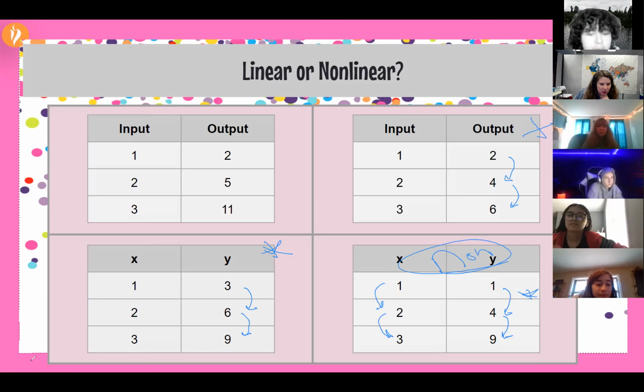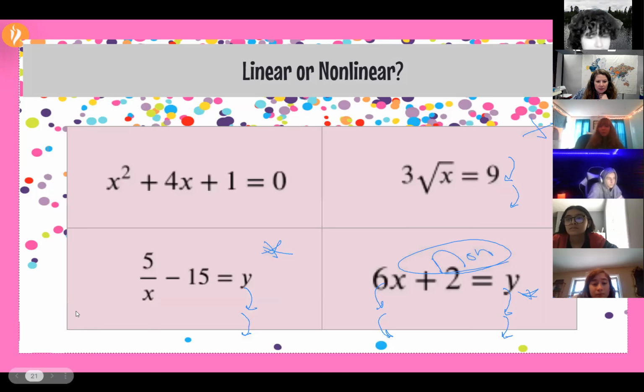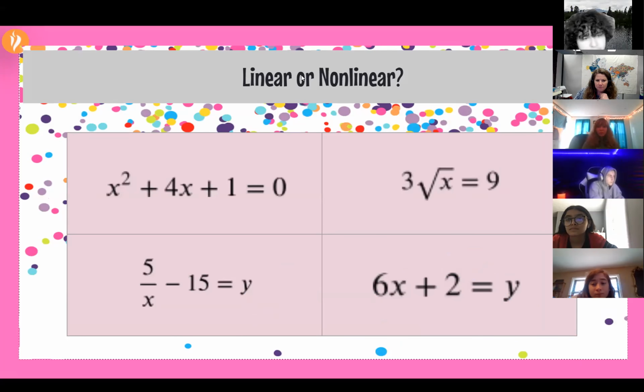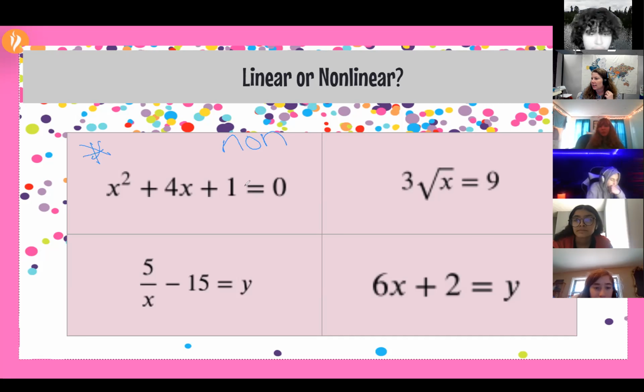All right, now we're going to check our equations. Remember the rules for the equations? What about this one? Let's look at the first one over here, the top left. Linear, non-linear, which? You're right, guys. Why is this non-linear? What makes this equation non-linear?